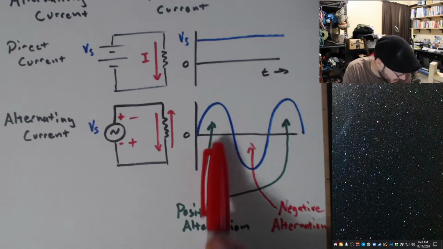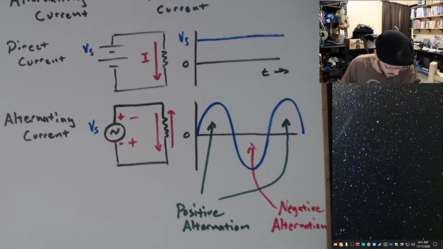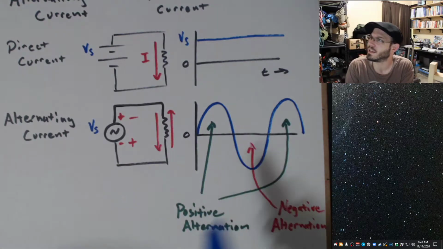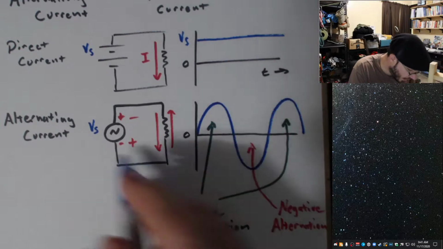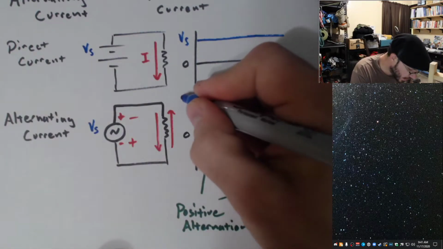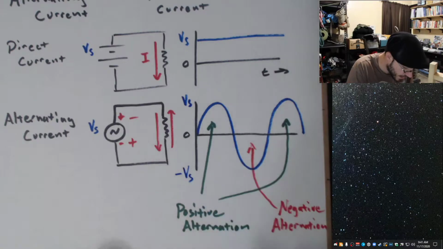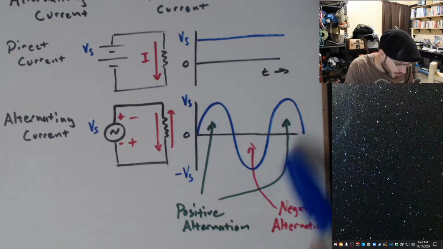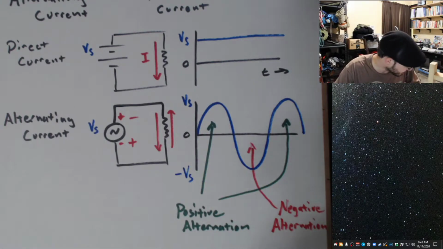But one of the things I want to talk about now is how do we quantify the magnitude of this. Now we could go ahead and say, well, V sub s, it goes up to V sub s and goes down to minus V sub s. That is one way that we can quantify the magnitude of this AC voltage that we would use and apply in our circuit.